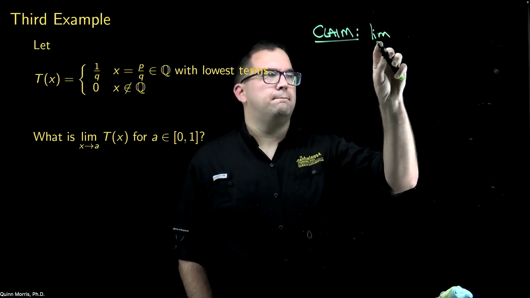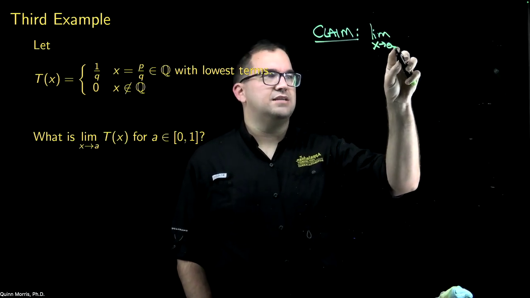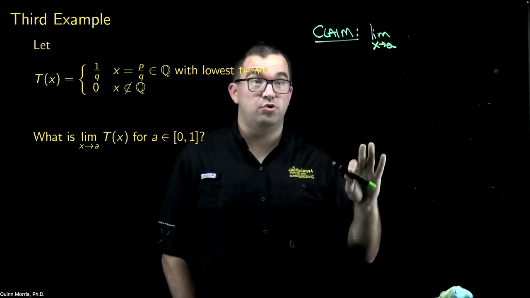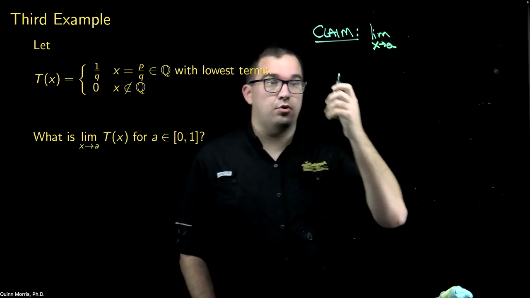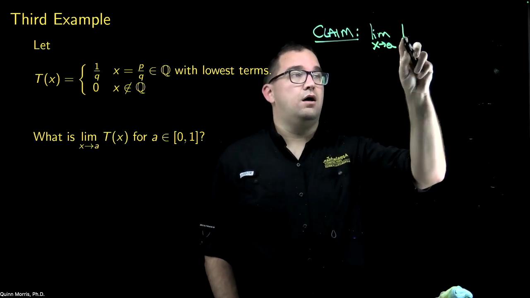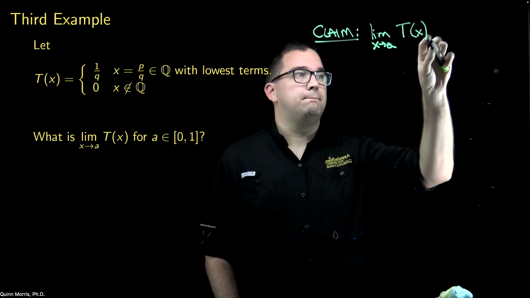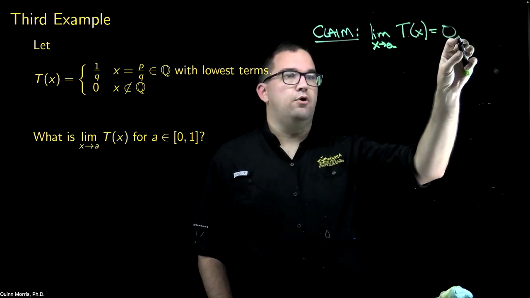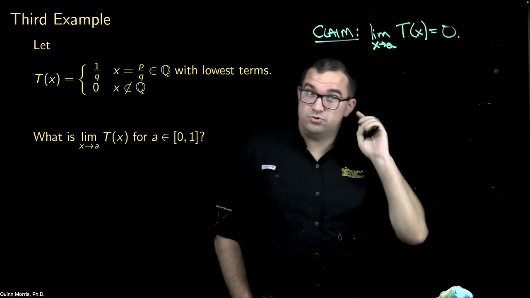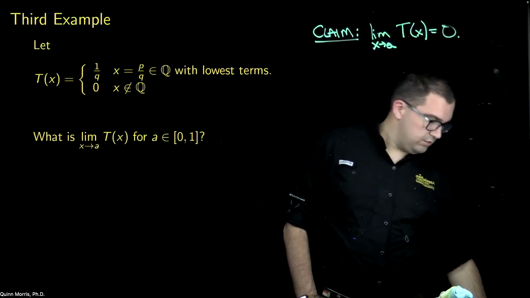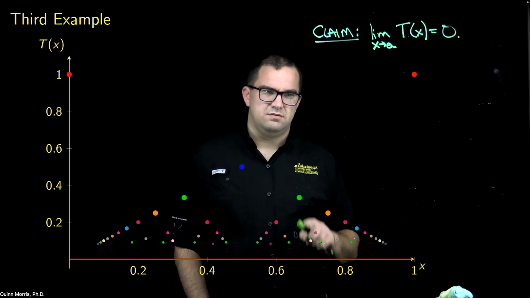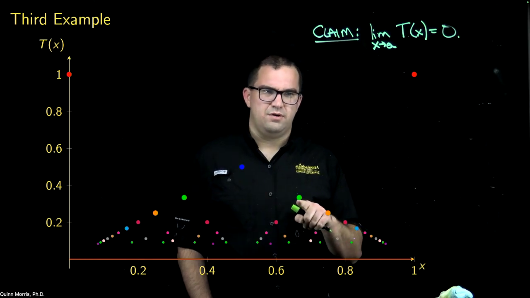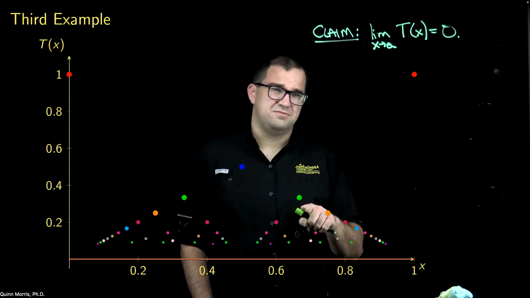The limit as x approaches a, for any value of a. I claim that the limit as x approaches a of t of x is 0. Now that seems actually sort of wild, right? If we go back and look for a second, you're telling me the limit here at 2/3 is 0? That seems rather strange.